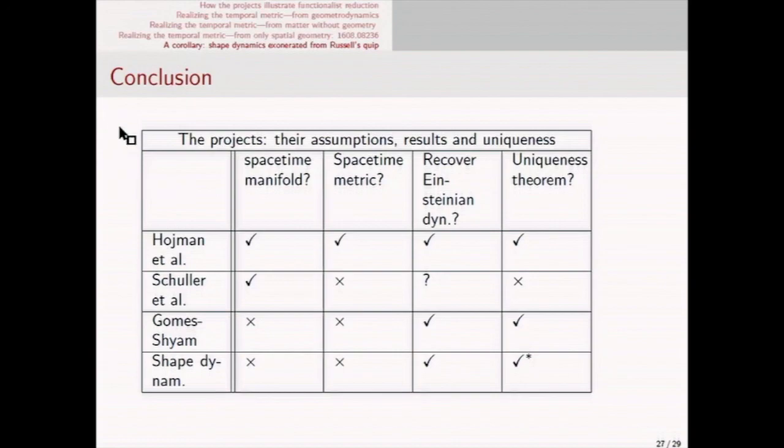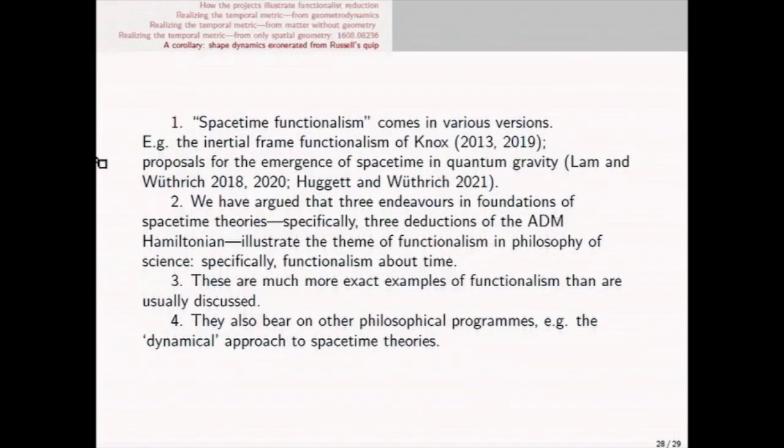Do we recover the orthodox ADM Hamiltonian? Well, yes, in three or four cases. The question mark for SDG is simply to signal that their achievement so far is limited to familiar matter like classical electromagnetism. And in what sense is there a uniqueness result, meaning as in the functionalist mode? Yes, again, there's a uniqueness theorem in three out of four. So if I could go to the last slide, Henrique, the take-home messages are, well, space-time functionalism is, of course, an ism, and it comes in various versions.